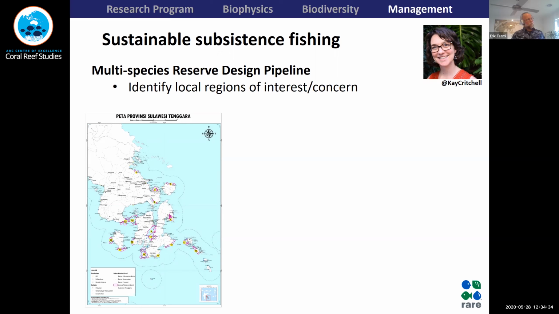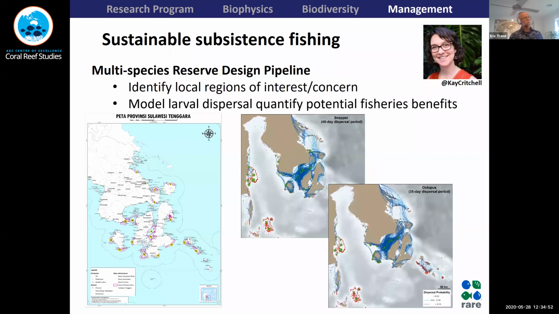So the pipeline for RARE starts by identifying key areas of interest shown on this map by little polygons. These are communities that are keen to develop protection to help build a sustainable fishery for the local communities. We take some of that local information, develop a hydrodynamic model with colleagues, do some more of this larval dispersal modeling, and come up with reef specific conservation value or management value. So for each node, we're able to say that this node is important to your fishing ground or it's less important. And they can take this with a bunch of other information to make their management decisions.